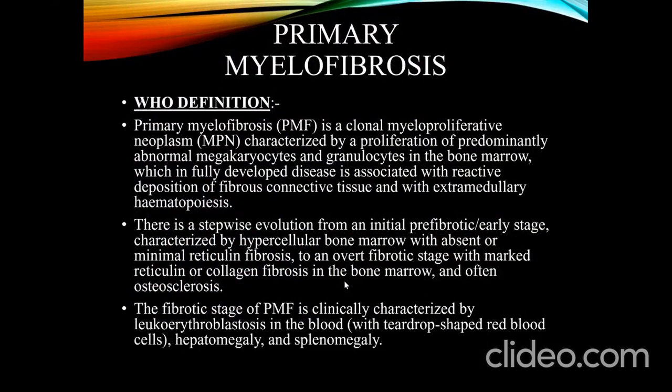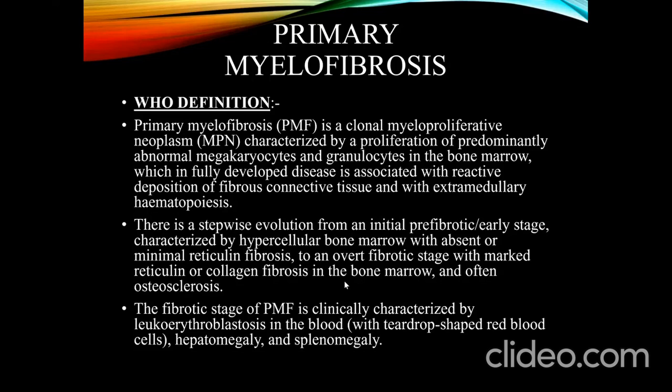Now we can discuss primary myelofibrosis. Let us look at the WHO definition. Primary myelofibrosis is a clonal myeloproliferative neoplasm characterized by a proliferation of predominantly abnormal megakaryocytes and granulocytes in the bone marrow, which in fully developed disease is associated with reactive deposition of fibrous connective tissue and with extramedullary hematopoiesis.